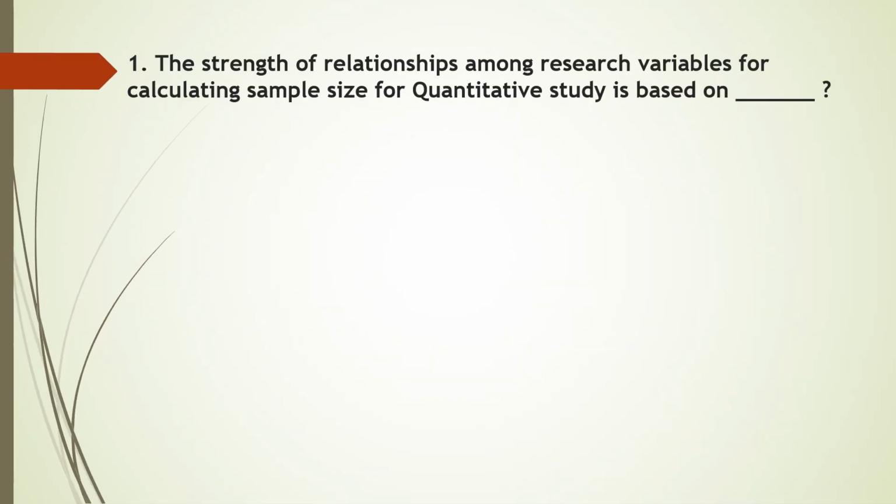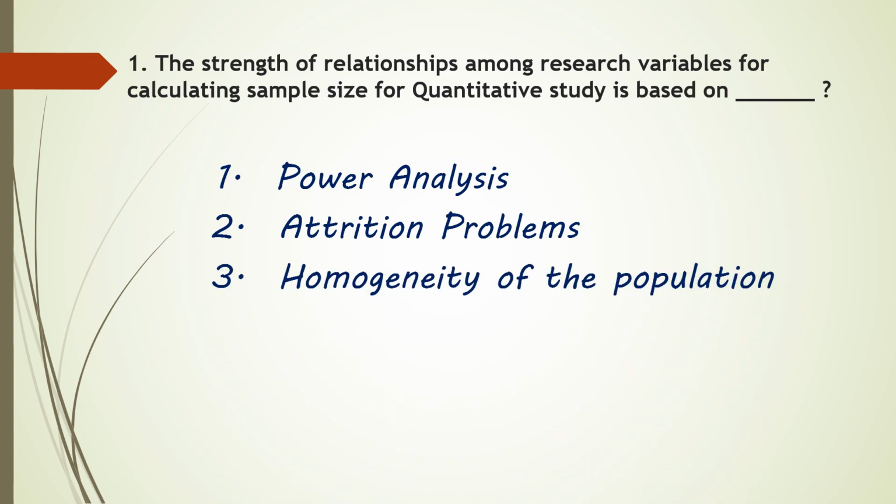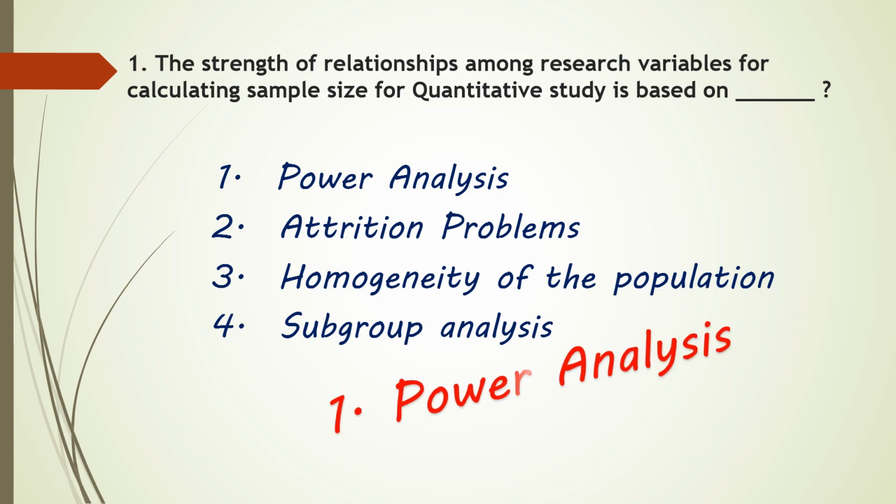Question number 1. The strength of relationships among research variables and calculating sample size for quantitative study is based on. Options are power analysis, attrition problems, homogeneity of the population and subgroup analysis. For quantitative study, the correct answer is option 1, power analysis.